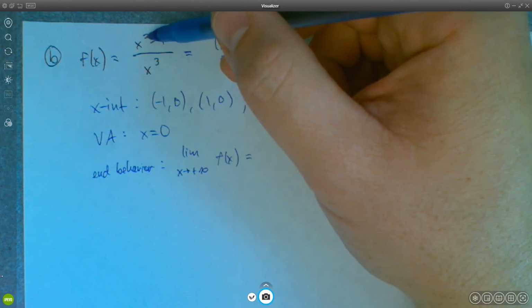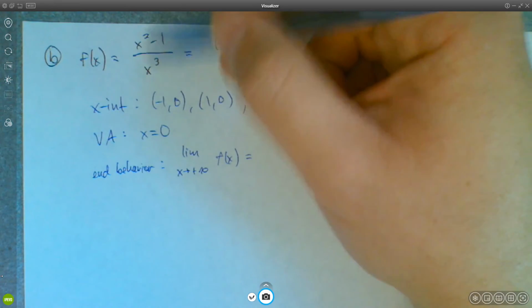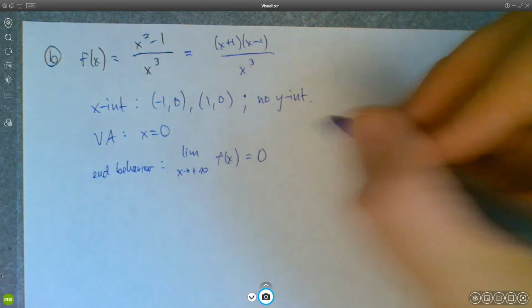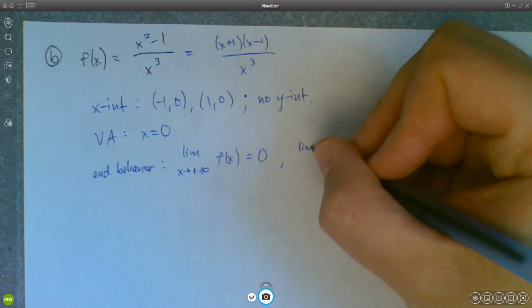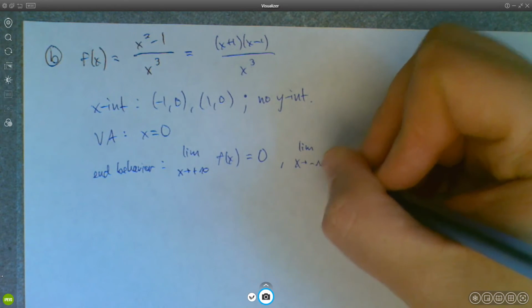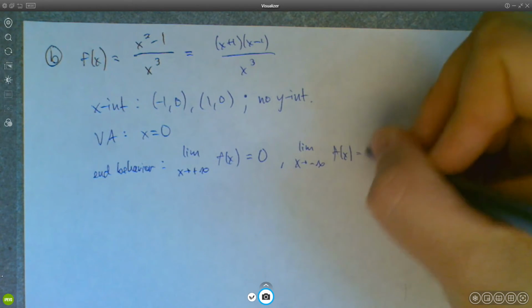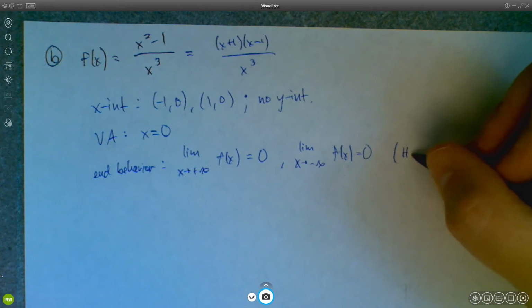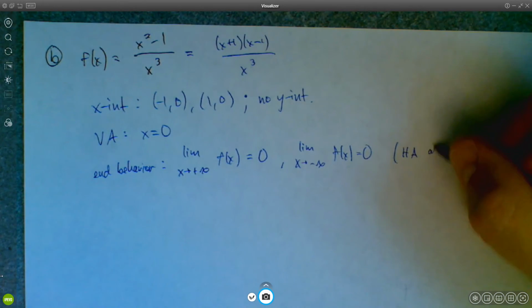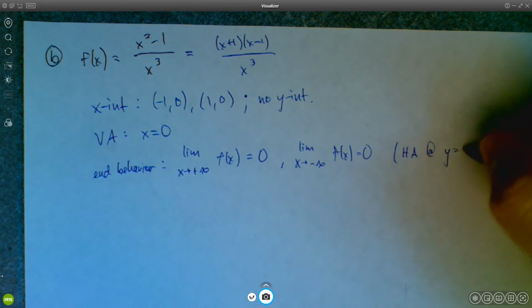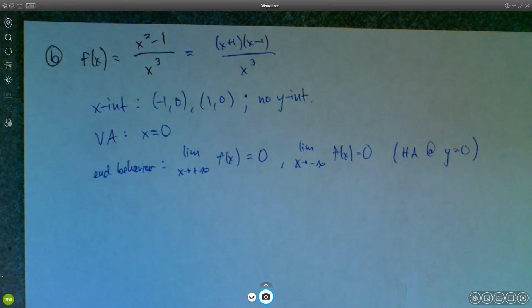Well, the degree of the numerator is less than that of the denominator, so this thing is going to go to 0. And the same thing is going to happen if x goes to negative infinity. So in other words, I've got a horizontal asymptote at y equals 0. Okay, so a vertical asymptote at x equals 0, a horizontal asymptote at y equals 0.